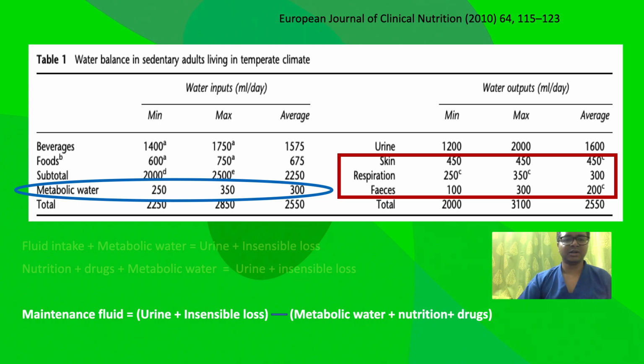In other words, if our urine and insensible loss is more than our metabolic water and nutrition and drugs, then the rest of the amount should be given as maintenance fluids. We would not need to give maintenance fluids in most situations, since our metabolic water and nutrition and drugs will be adequate to match our daily urine output and insensible loss.